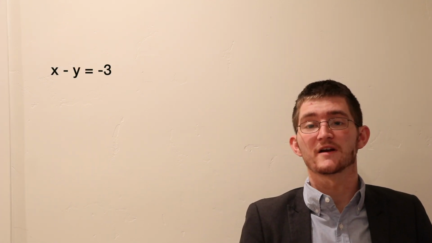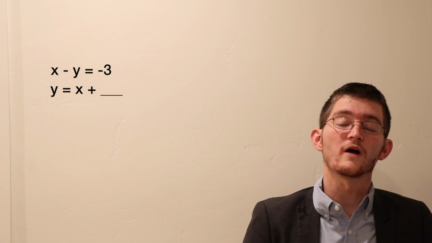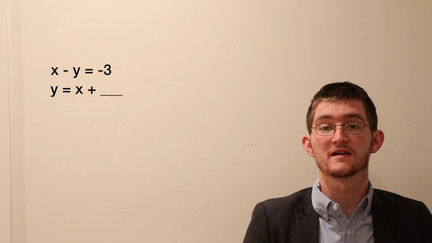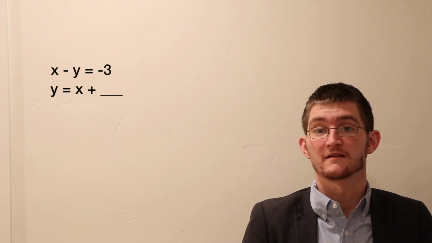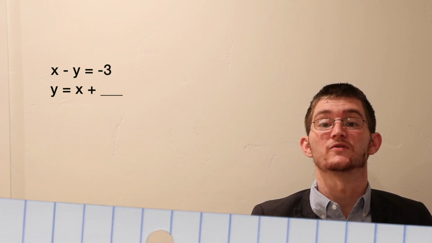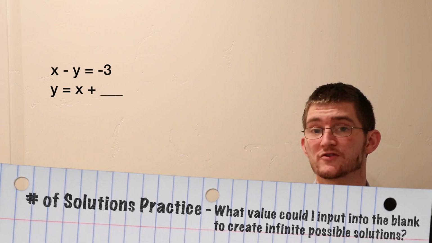Now, the one way you could have two equations that have an infinite number of solutions is if the two equations are really the same equation written in two different ways. So if I have the equation x - y = -3, what value could I put into the equation y = x + blank in order to get an infinite number of possible solutions? Pause the video and give it a try.